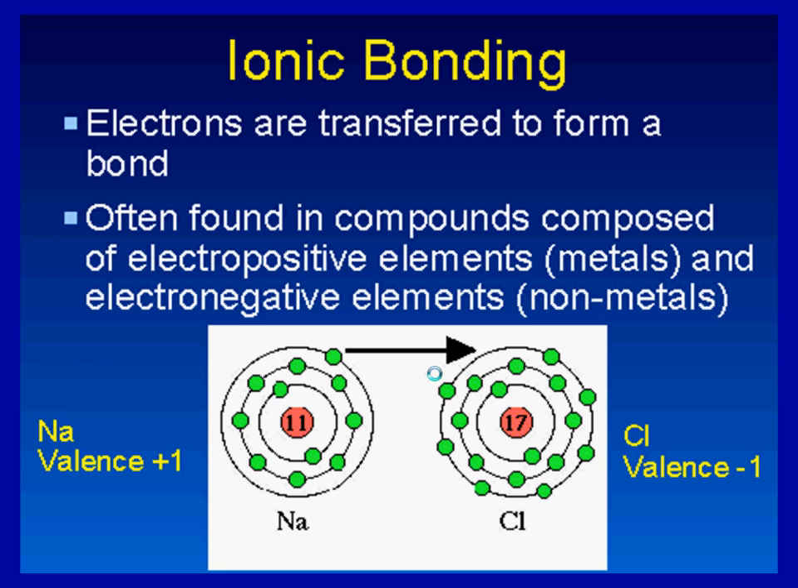So if we look at this ionic bond right here, right? So sodium wants to get rid of the electron to chlorine. And so what happens is we have a positive 1 charge, we have a negative 1 charge. This is an ionic compound.